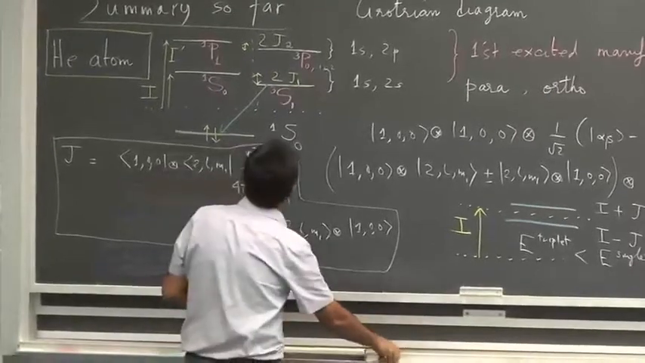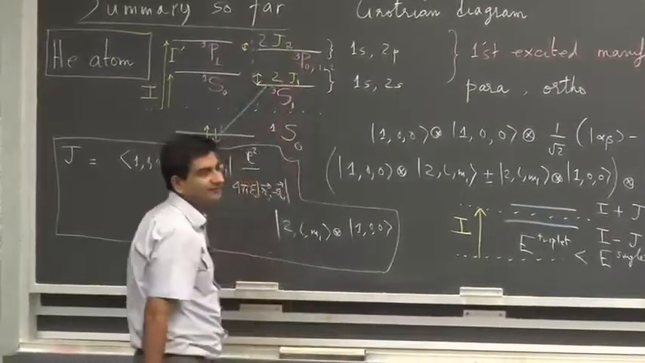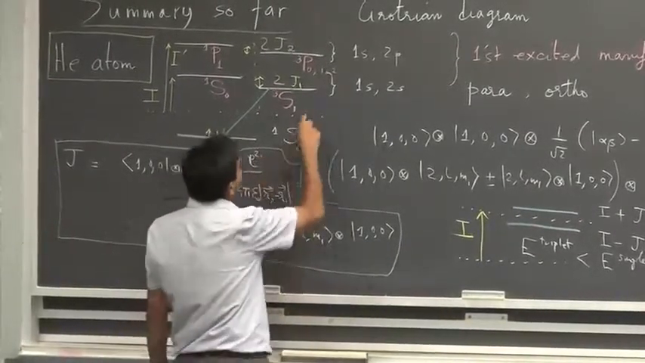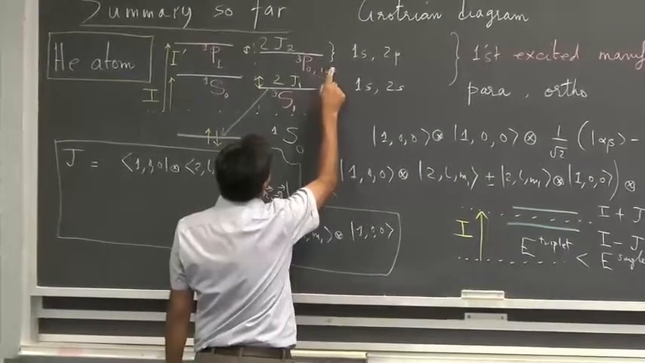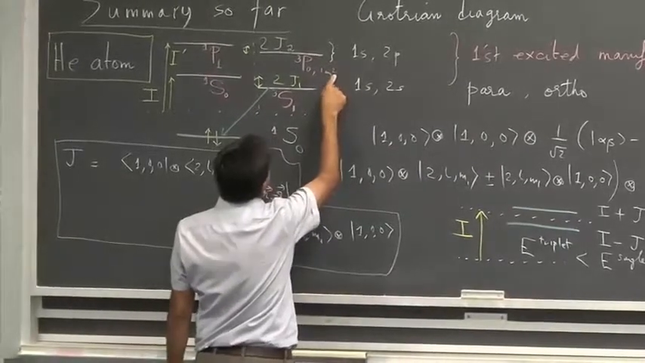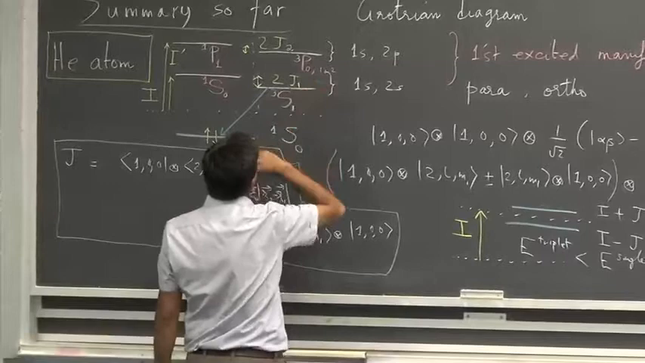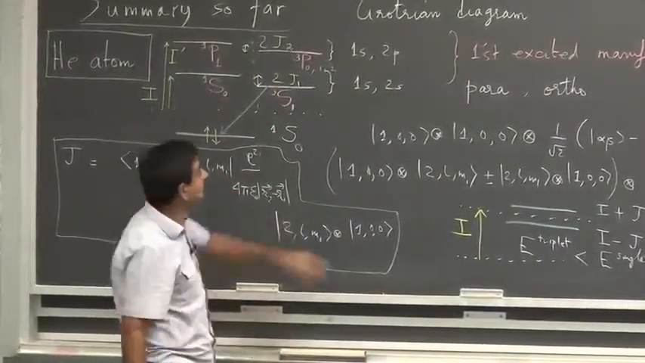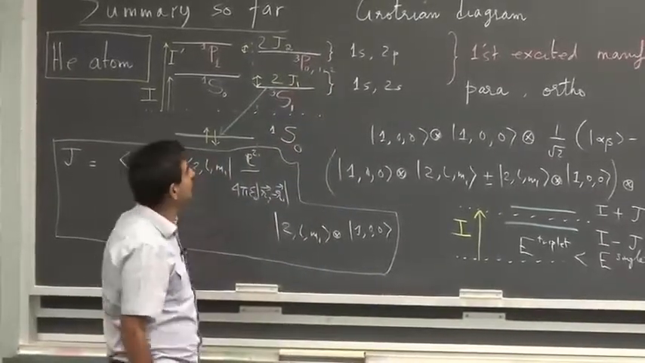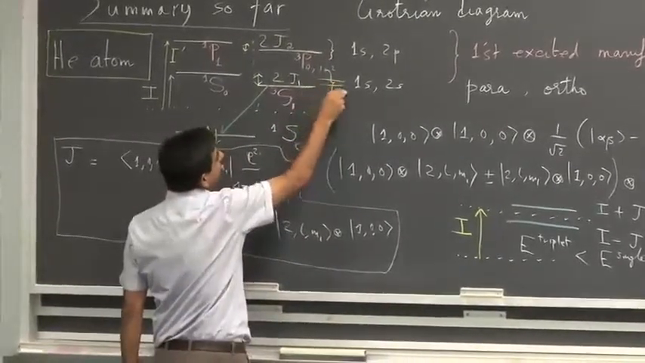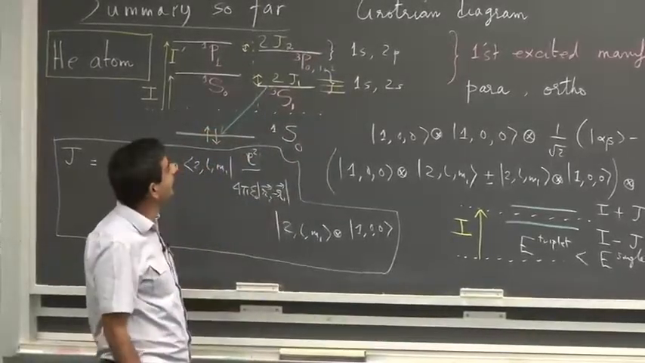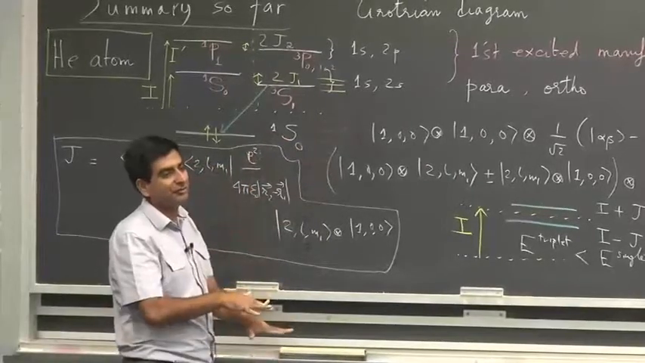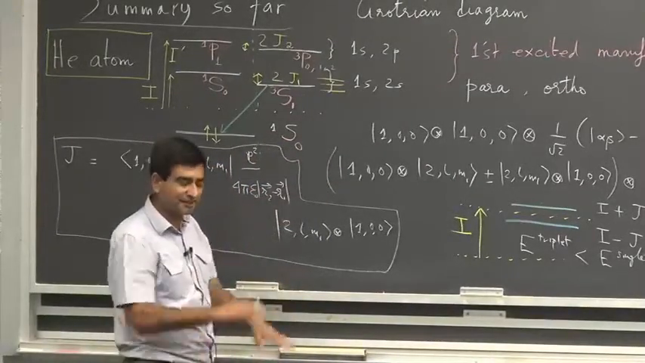So if I apply a magnetic field to this state, it will split up into how many parts? This will split up into 3 parts. This will split up into 9 parts. So this triplet will split up into 3 levels. Okay. This 1 will split up into 3, 2 will split up into 5, 0 will split up into 1 level, right? It's just going to be 1 level.